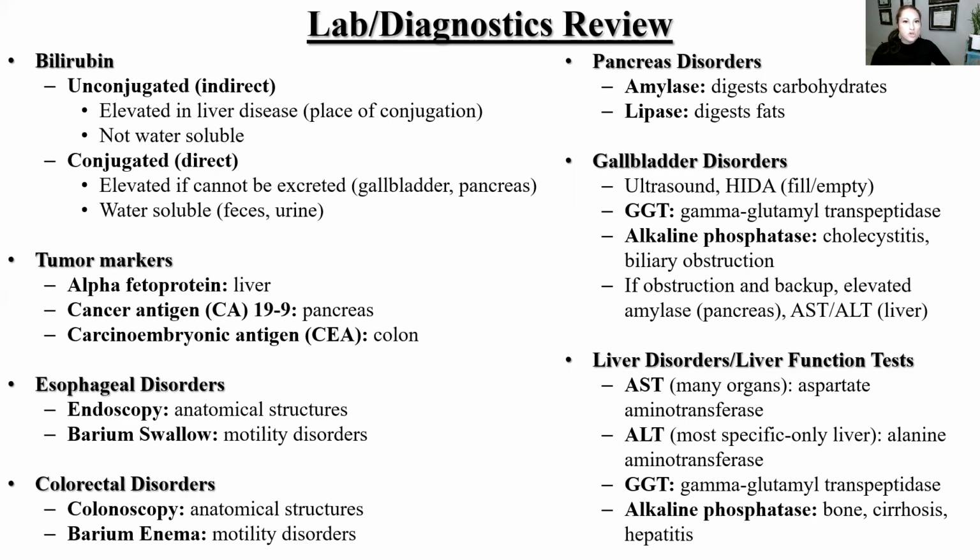If that disease causes an obstruction and backup, you may also have secondary elevation in amylase if it backs up into the pancreas, or your liver function enzymes, your AST, ALT, if it backs up into the liver. But remember, gallbladder disorders are usually going to be GGT and ALK-Phos. If you have a backup, it can elevate the pancreatic enzymes and the pancreatic labs or the liver labs.